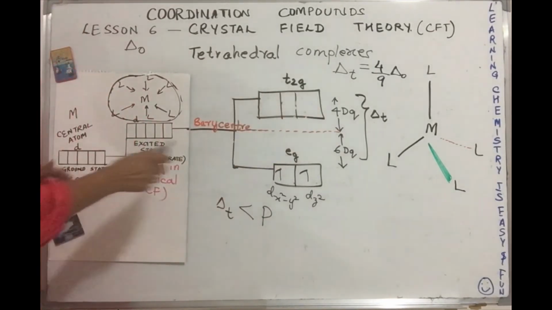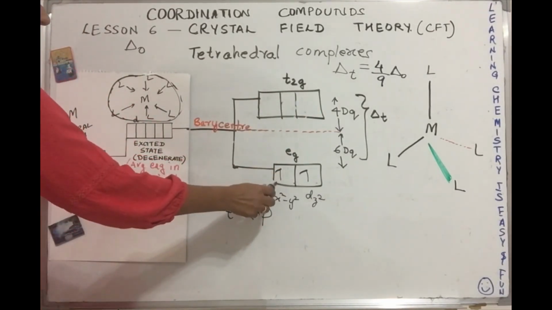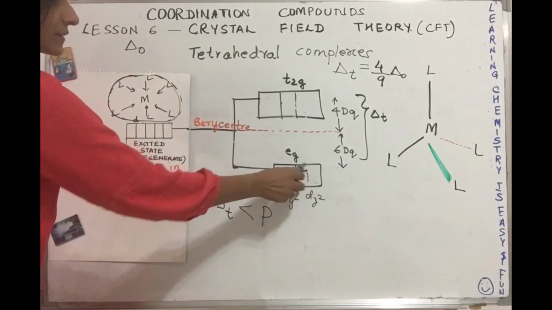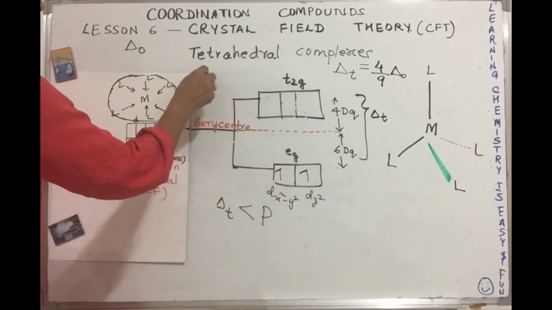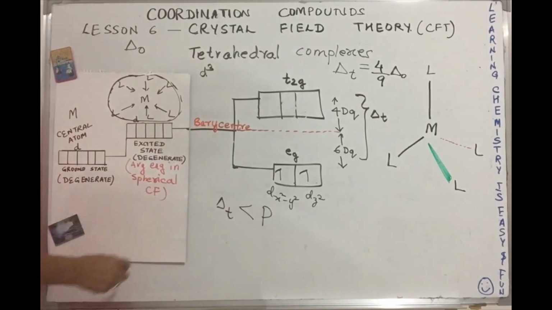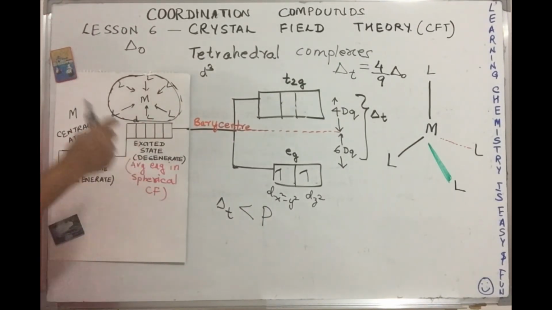So if I have D1 configuration, electron goes here. D2 electron configuration means electron goes here. If I have D3, the pairing energy is large, delta T is small.